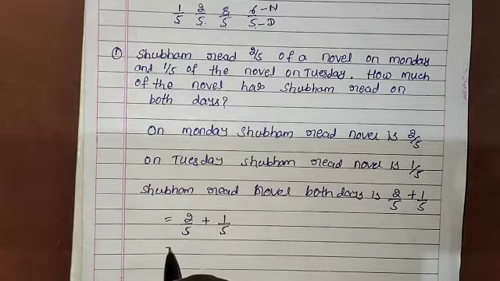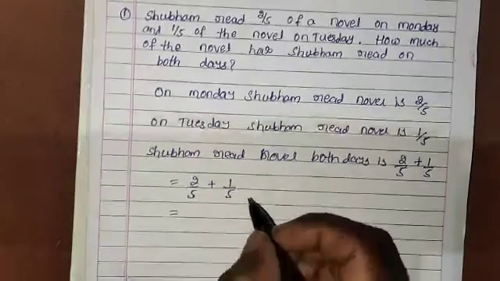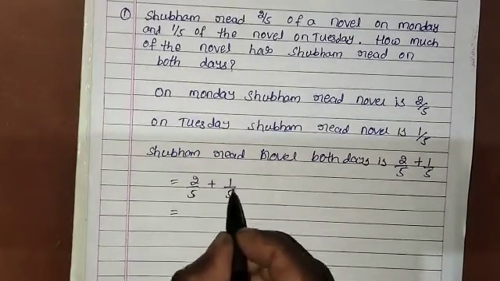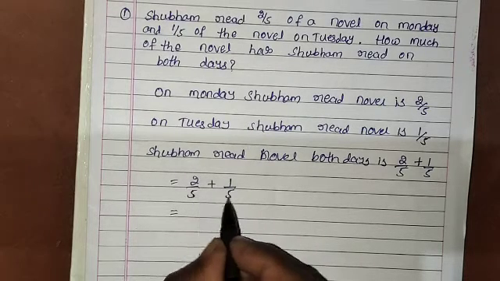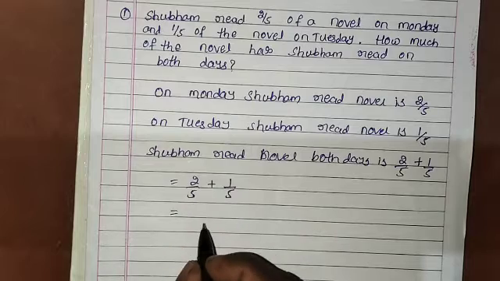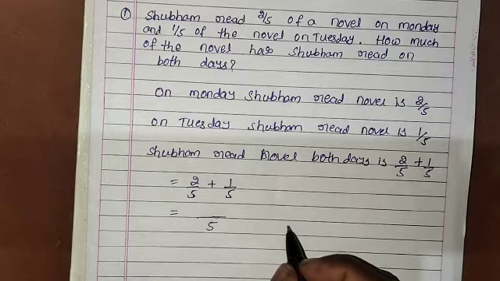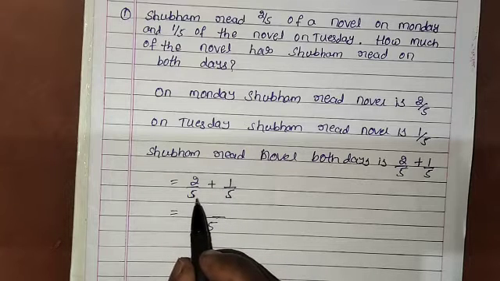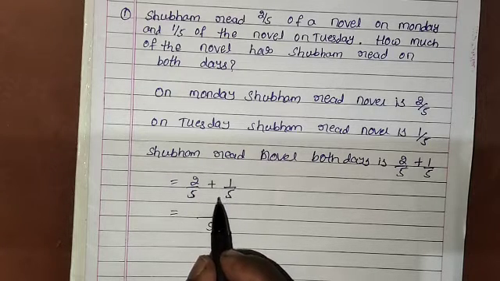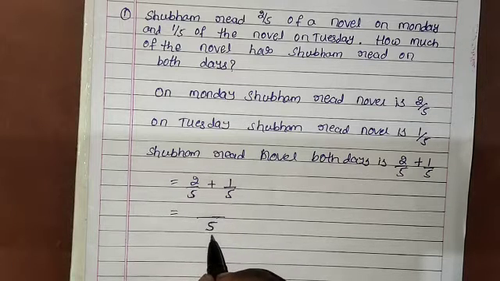How to add like fractions? Here the denominators are the same, 5 and 5, so the LCM of these denominators is also 5. If the denominators are the same, the LCM is the denominator itself. If two or more fractions contain the same denominator, their LCM is the same, so 5 is the LCM, and the denominator stays the same.